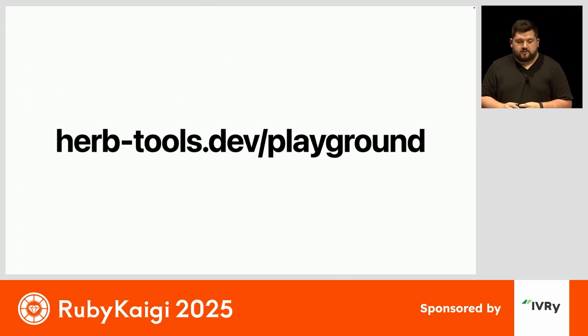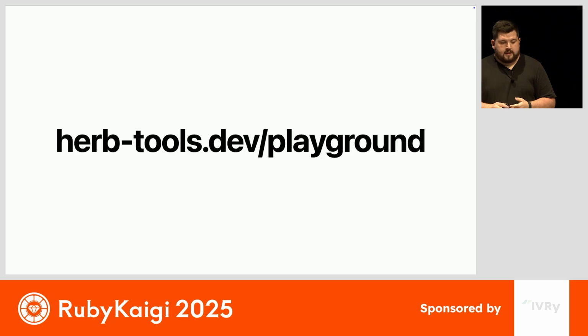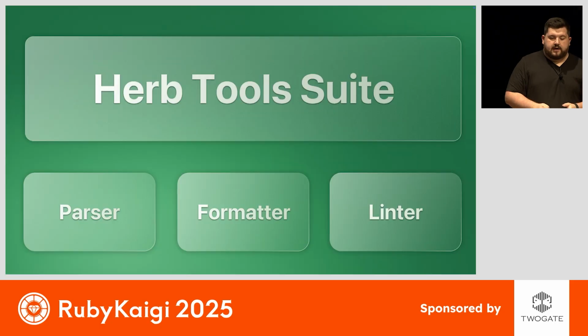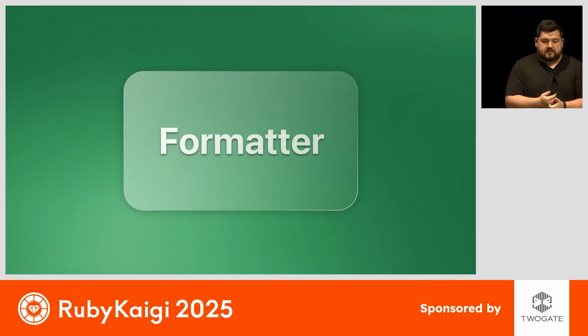So this is under herb tools, dev/playground, and feel free to check it out. Now, to look ahead, we have been talking about the parser now, but there are two more pieces here. So this is the formatter now.